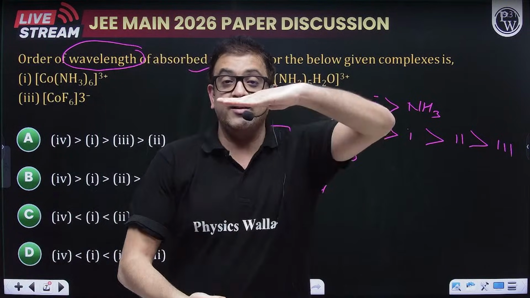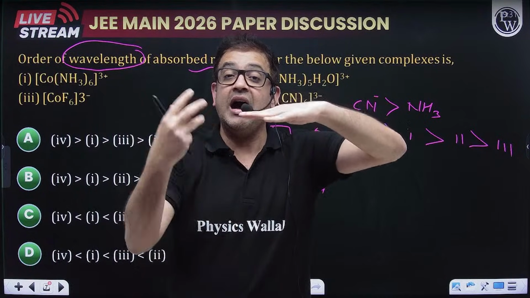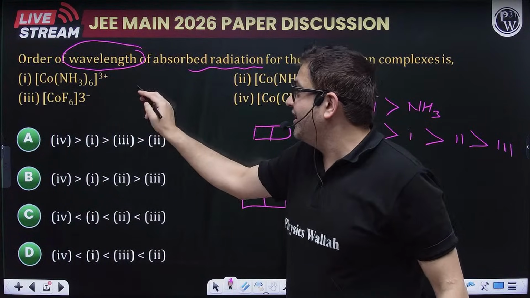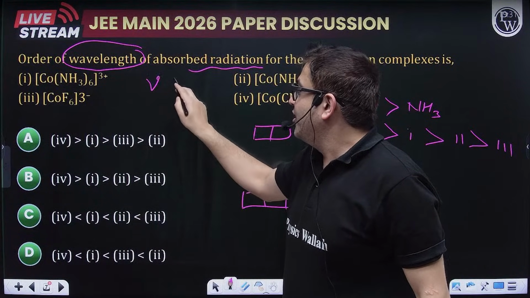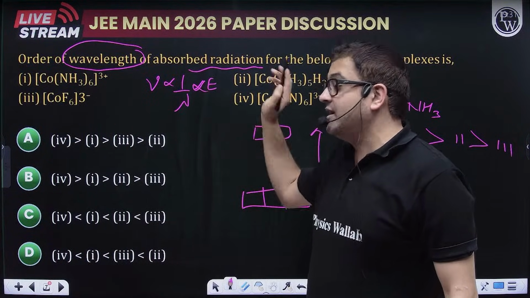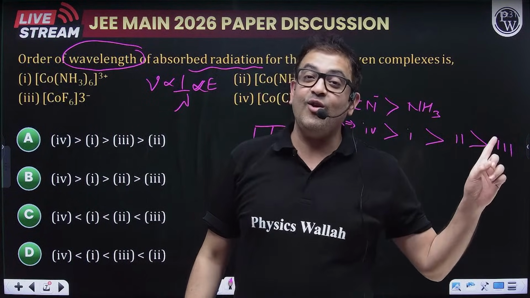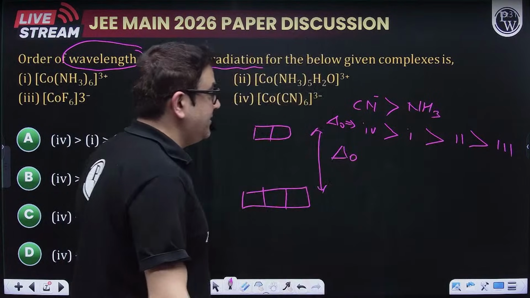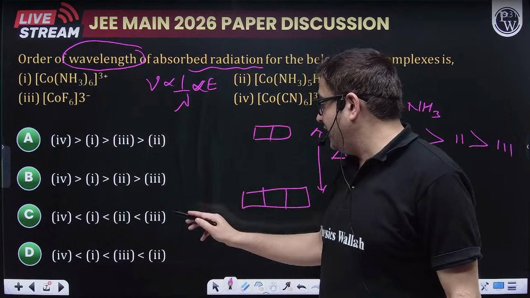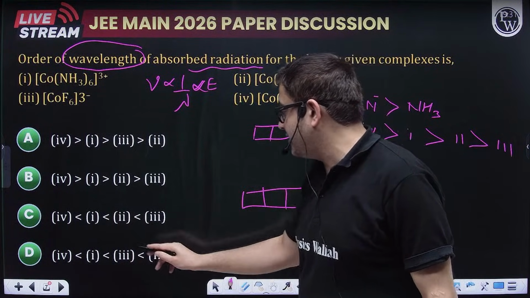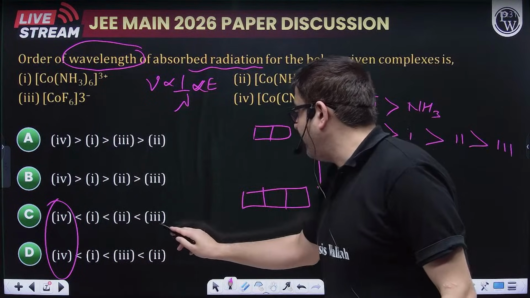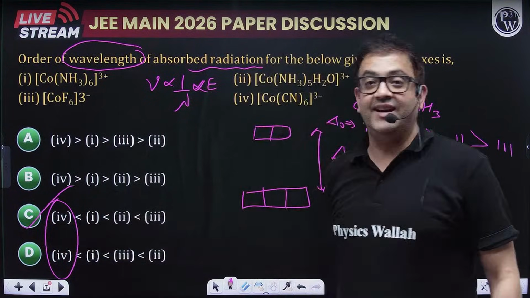So if energy is higher, higher frequency is required for excitation. But the question is asking you wavelength, and I guess you should know frequency and wavelength are inversely proportional, and frequency and energy are proportional. So for wavelength, the order should be reversed. That means fourth should have the least wavelength and third having maximum. So option C is your right answer.